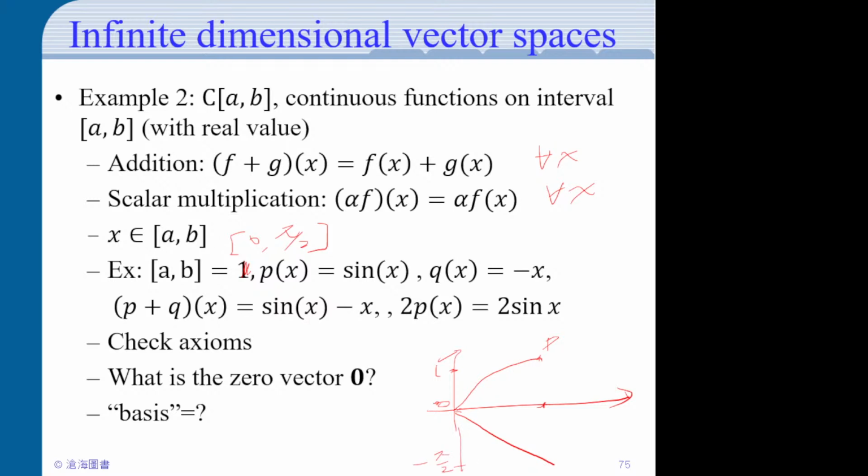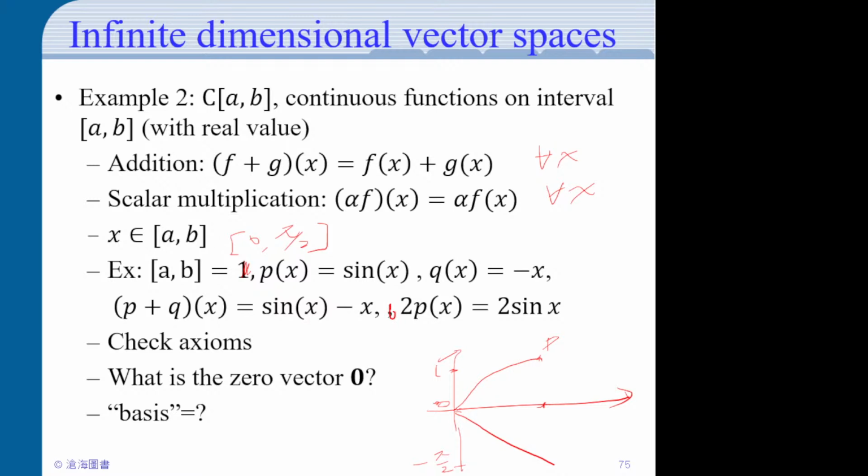So we have those two functions, and we call those two functions vectors. If we add them together, it's a weird function. So we get (p plus q)(x), this function plus this function, so it's something like this. It's hard to draw, so let's not do that. And then you have 2p of x, which is just twice this sine function.